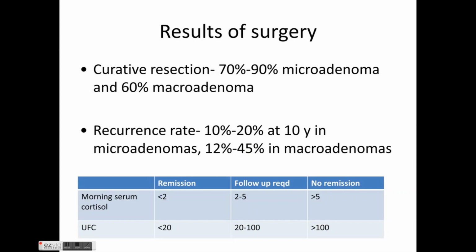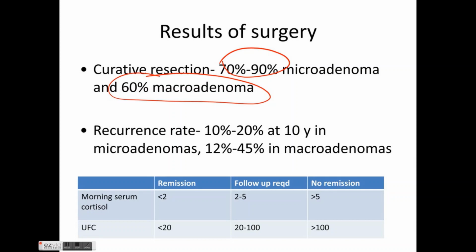Now, results of the surgery: we see that 60% of the macroadenomas get cured, and 70 to 90% of the microadenomas get cured. It's obvious, because the macroadenoma is more spread. They may have suprasellar extension, they may be invasive, and they may invade the basal dura or the cavernous sinus, and hence their surgical excision may be very difficult. The recurrence rate is 10 to 20% at 10 years in microadenomas, and 12 to 45% in macroadenomas.